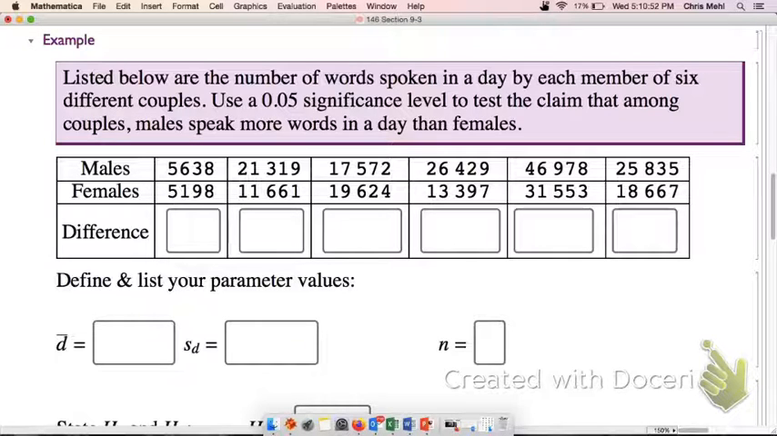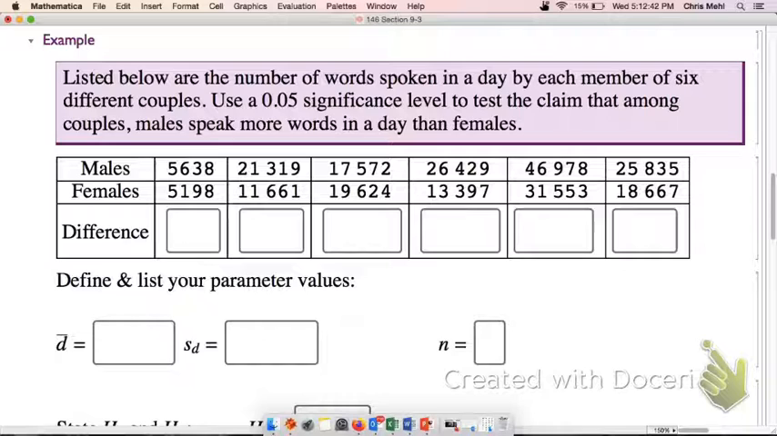So in this example, we have a table. These are my two pieces of sample data: the numbers of words spoken in a day by each member of 6 couples. It says, use a 0.05 significance level to test the claim that among couples, males speak more words in a day than females. So you have two sets of data, the words spoken in a day by males, and the words spoken in a day by the females in the couple.